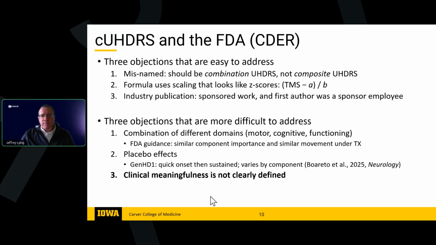Furthermore, there's placebo responses that vary across the components. So the analysis that I'm referring to here is of the GenHD1 placebo arm, which showed that when there is a placebo response, it tends to have a quick onset and tends to be sustained, at least under treatment. But there's evidence that this varies by component, which is not consistent with number one there and the FDA guidance.